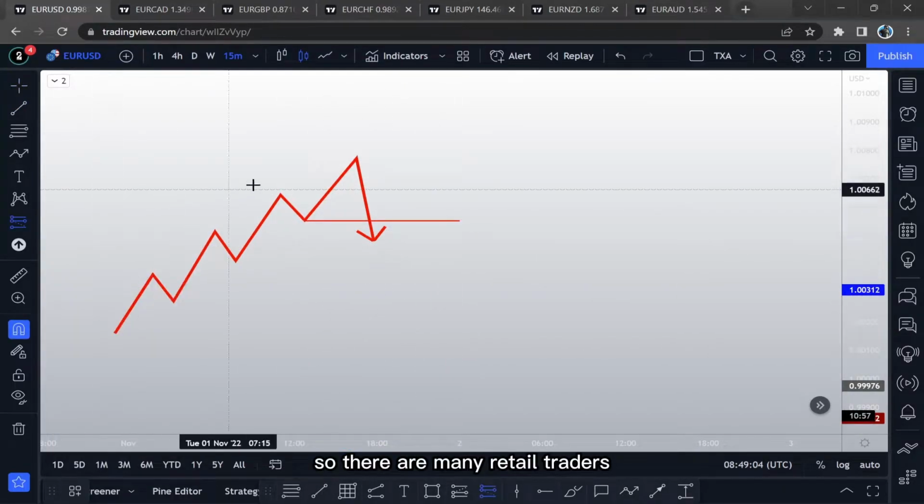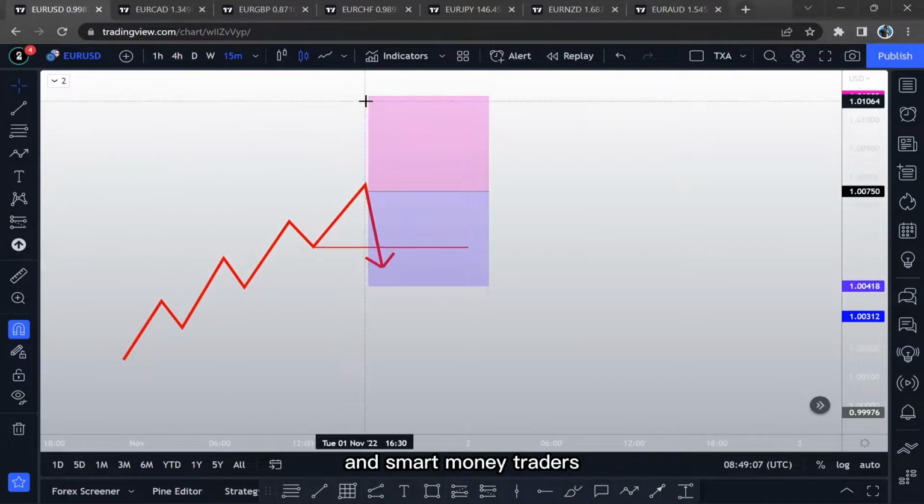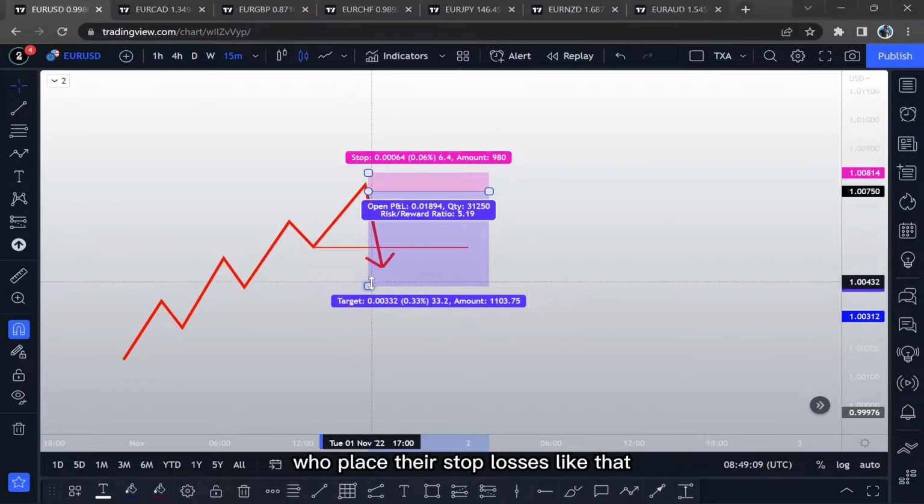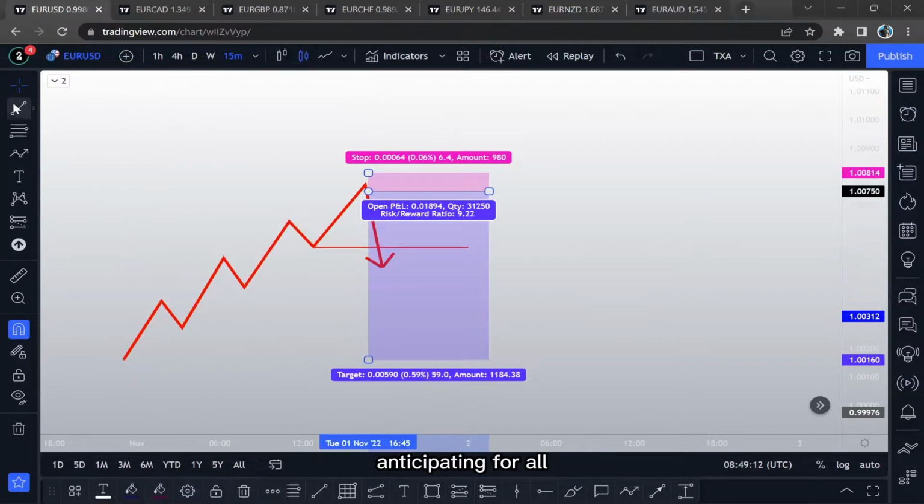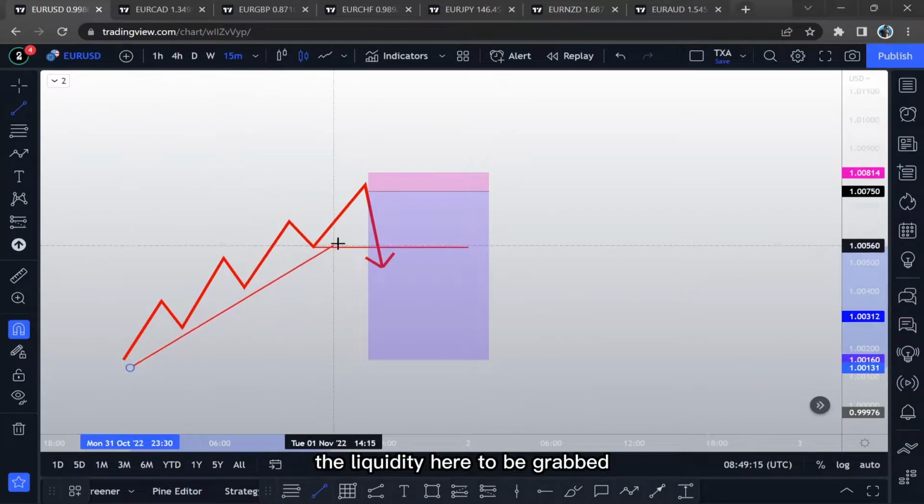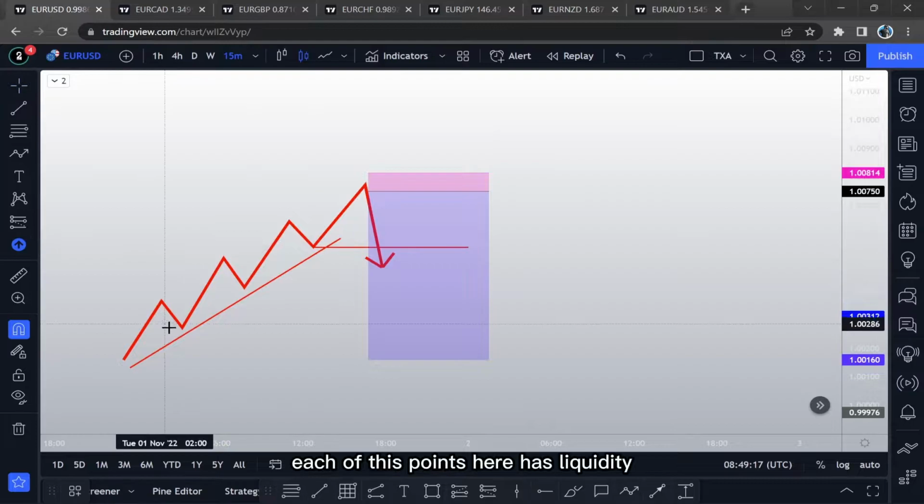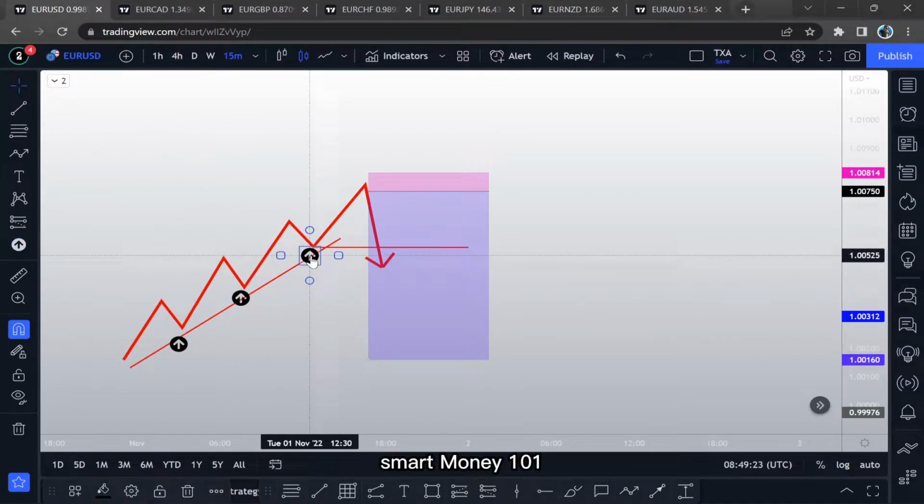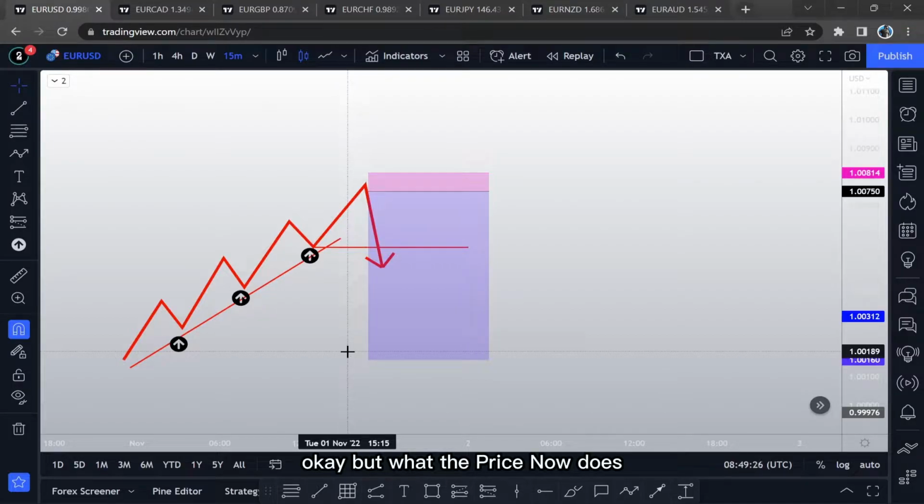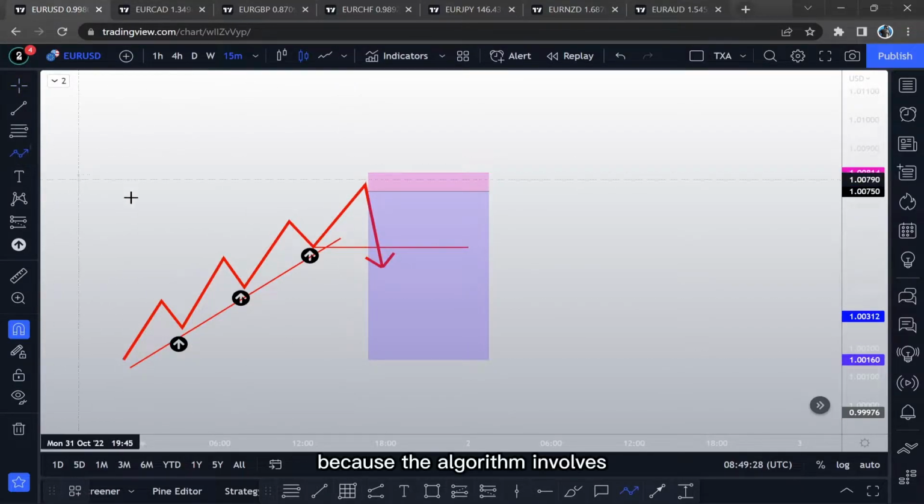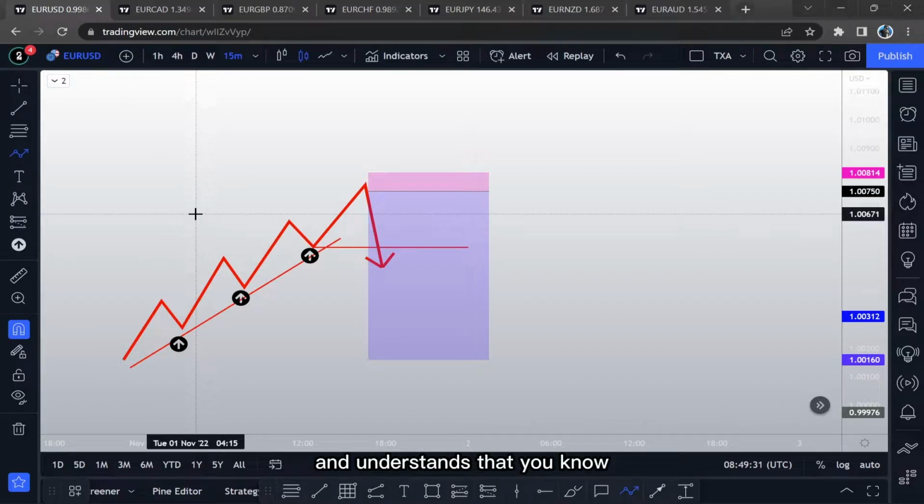So there are many retail traders and smart money traders who place their stop losses like that, anticipating all the liquidity here to be grabbed. So each of these points here has liquidity. Smart money 101.